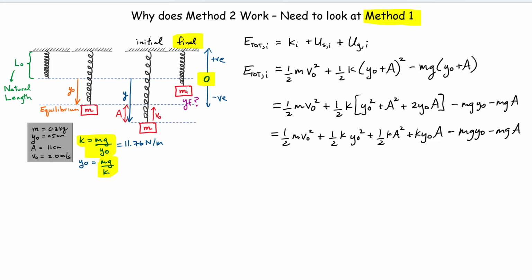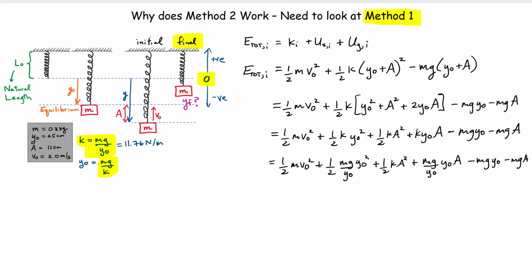Now there are going to be some terms that cancel out because I have to make this substitution. Let's get rid of k here. 1/2 m v0 squared plus 1/2. Now the k, I can write as mg over y0, and I still have the y0 squared. I'll leave this second term alone because there's nothing that's going to simplify it. And now let's look at this term. Again, for this k, I'm going to substitute mg over y0. I have another y0 a here, and then I write down these two terms for potential energy.